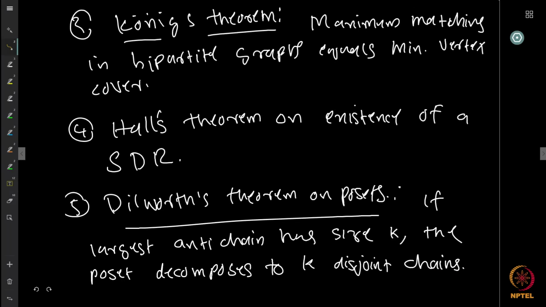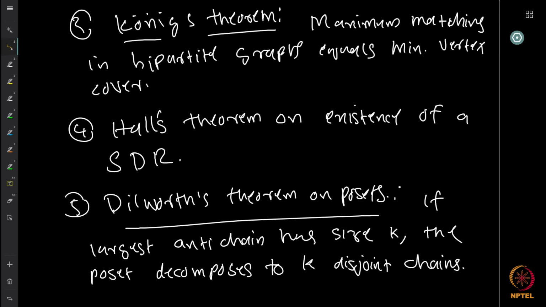Then our Konig's theorem, that the maximum matching in a bipartite graph equals the minimum vertex cover. Okay, so this is Konig's theorem. Then Hall's theorem, which we just proved, on the existence of a system of distinct representatives. Then you have Dilworth's theorem. Okay, Dilworth's theorem on partially ordered sets.